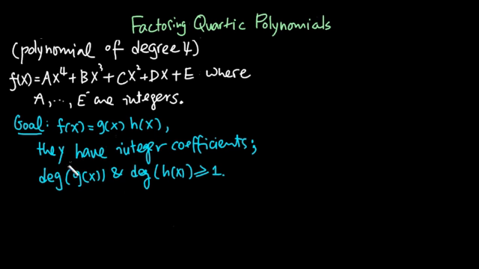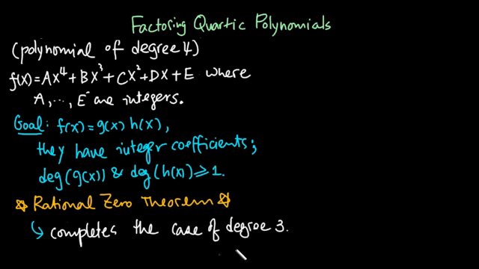And there is a well-known theorem to do this type of factoring of higher degree polynomials, called the rational zero theorem. This method really completes the case of degree 3. If a degree 3 polynomial is factored, think about it in terms of degree: it adds up. So if you factor into two things, it's either degree 1 and degree 2, or degree 1 and degree 1. These are the only cases that factor.